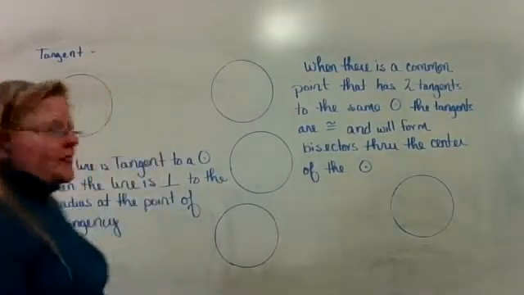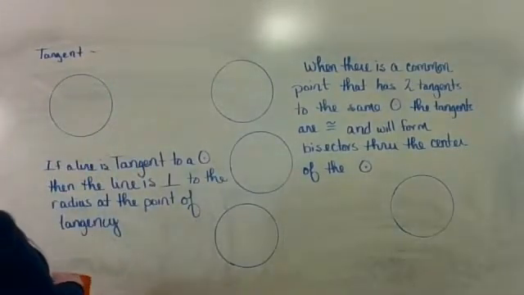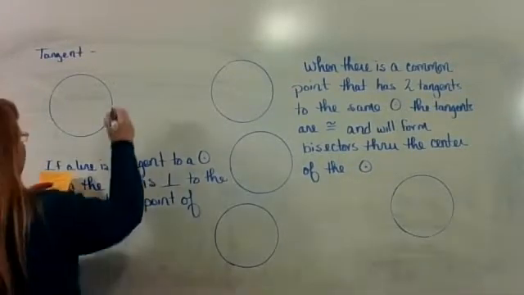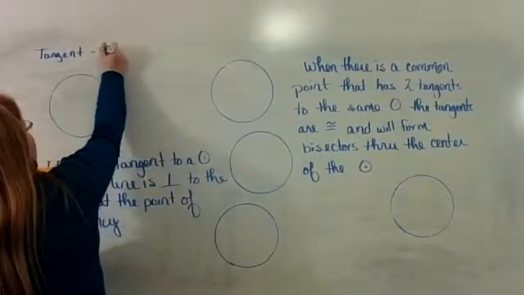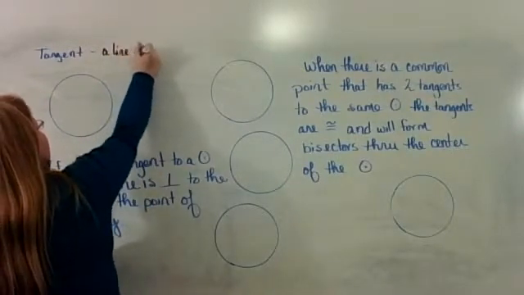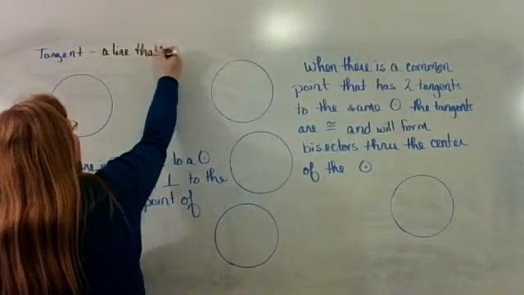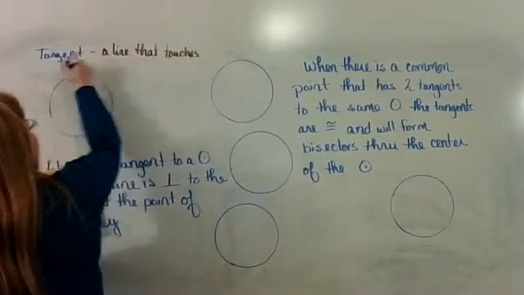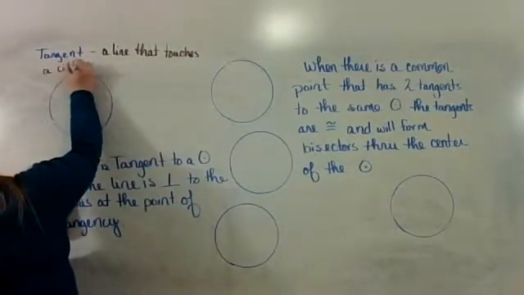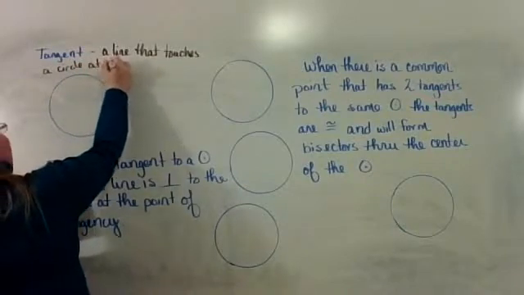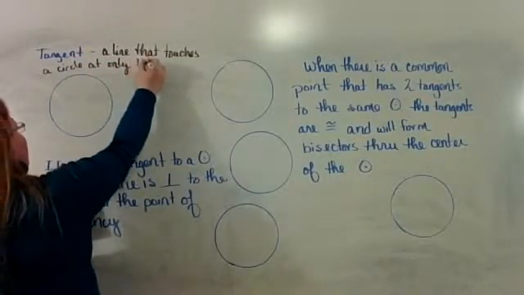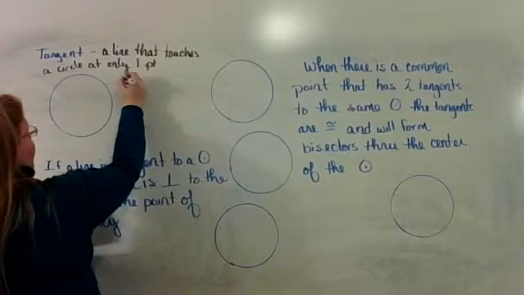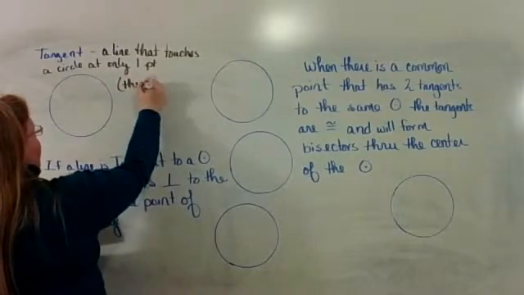Okay, today we're going to talk about tangents. T-A-N-G-E-N-T. A tangent is a line or line segment that touches a circle at only one place, or one point. And that point is called the point of tangency.